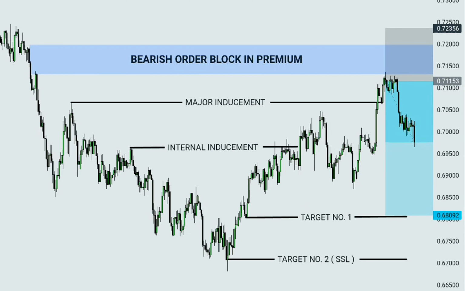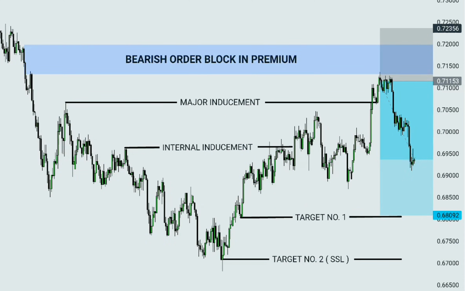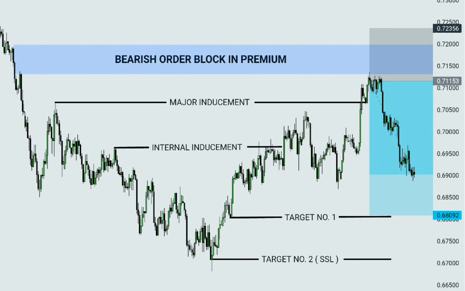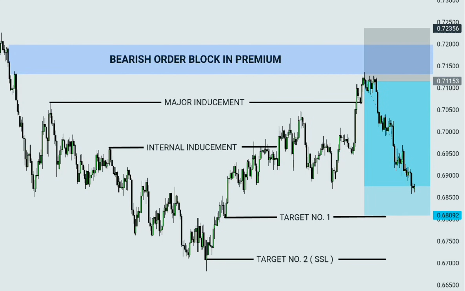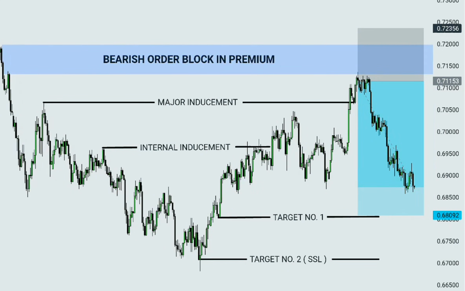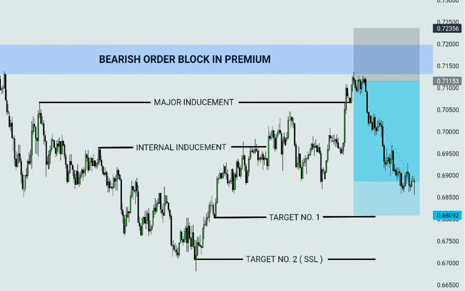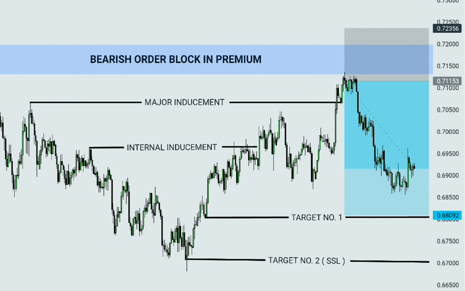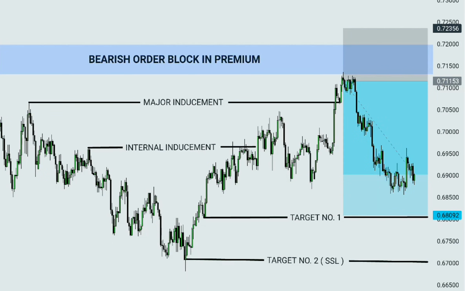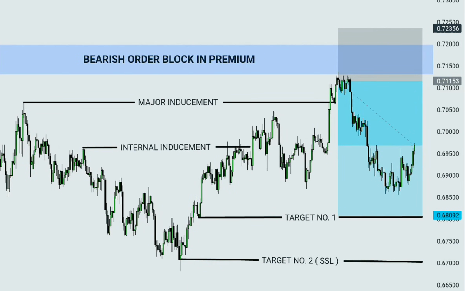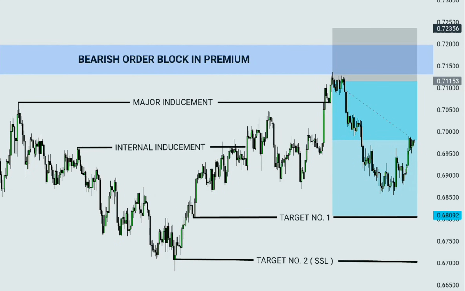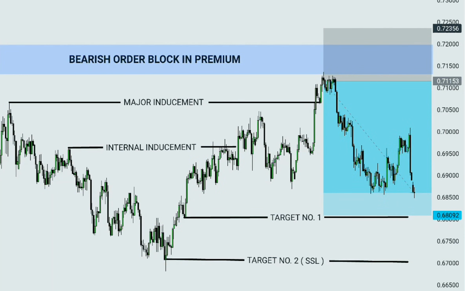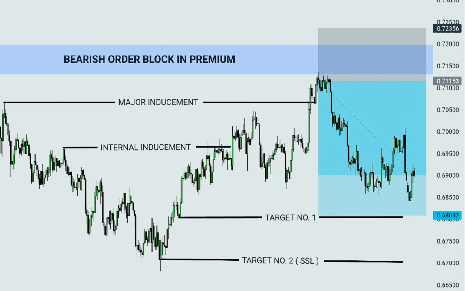For targets, the focus is on the nearest sell-side liquidity, marked as target 1. This is a deliberate decision. By exiting at internal liquidity, the trade prioritizes consistency and capital protection over chasing extended moves. Target 2 remains a potential continuation, but it is not required for a high-quality execution. This approach shows how professional trading is built around structure, liquidity, and patience, not prediction, not hype.